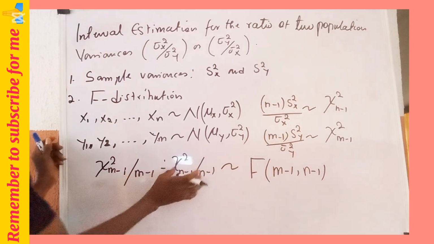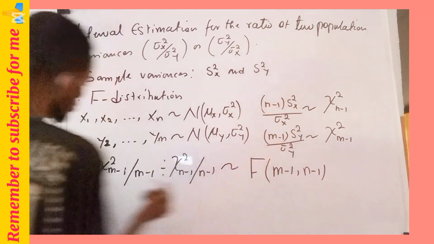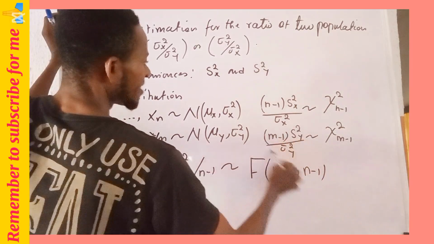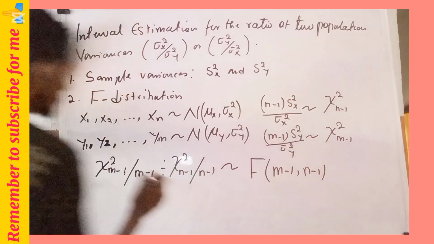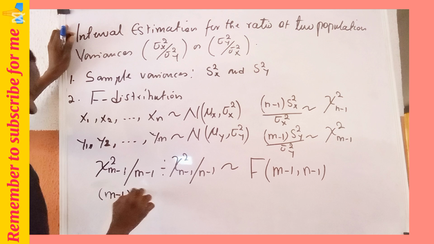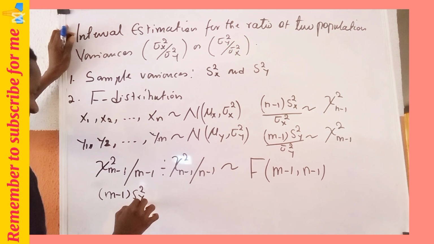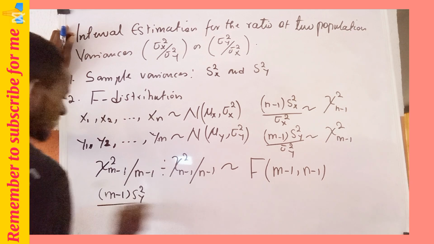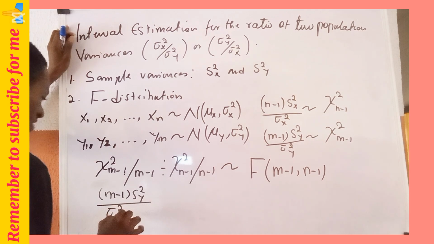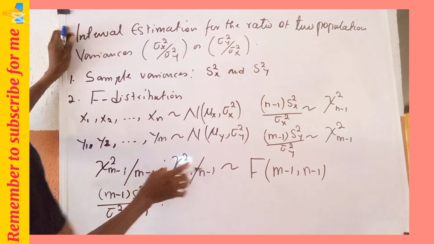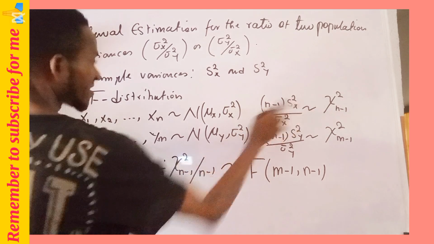And this chi-square here is what I have here. So in place of this chi-square with m minus 1, I will write the whole of this: m minus 1 times S squared of y, all over sigma squared of y, and I'm still having m minus 1 here. So I have m minus 1 divided by, I come here. Writing this thing implies writing the whole of this.